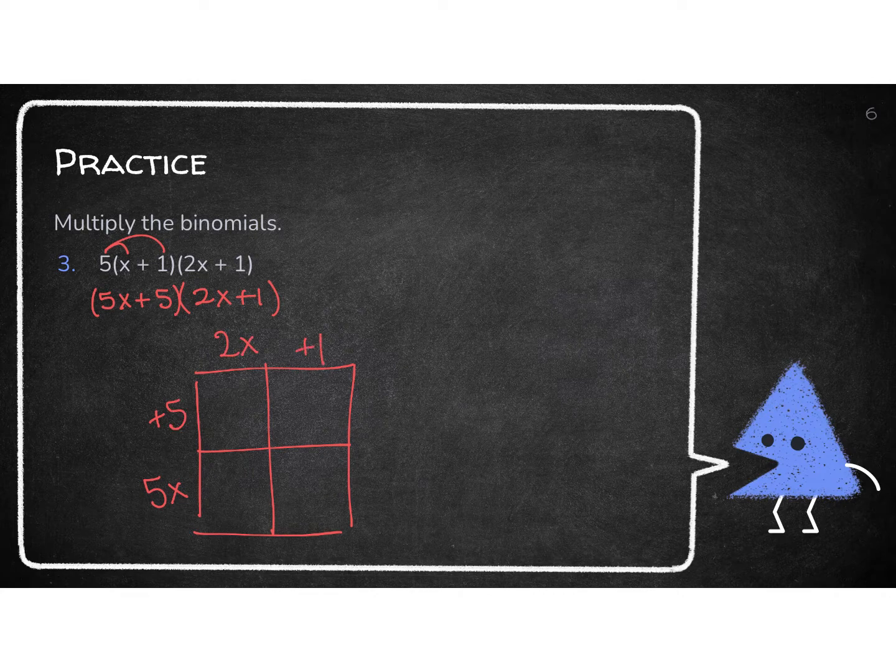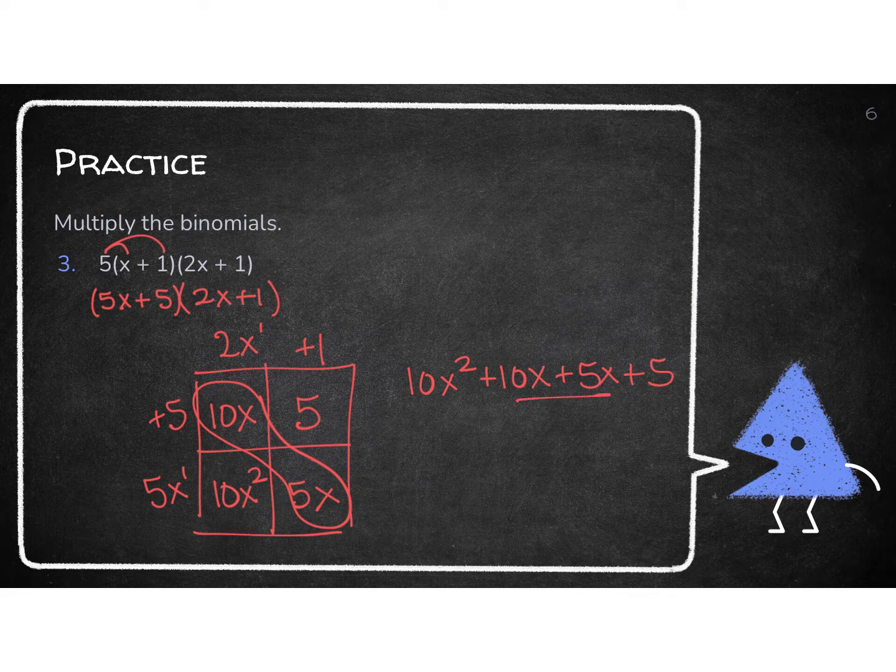So I'm going to do 5x times 2x is going to give me 10x squared. Remember, multiply the big numbers, add the little numbers, and there's imaginary ones. 5 times 2x is going to give me 10x. 5x times 1 is going to give me 5x. And then 5 times 1 is going to give me 5. So these two we should see are the same. So I'm going to have 10x squared plus 10x plus 5x plus 5. Combine my like terms, so I have 10x squared plus 15x plus 5.